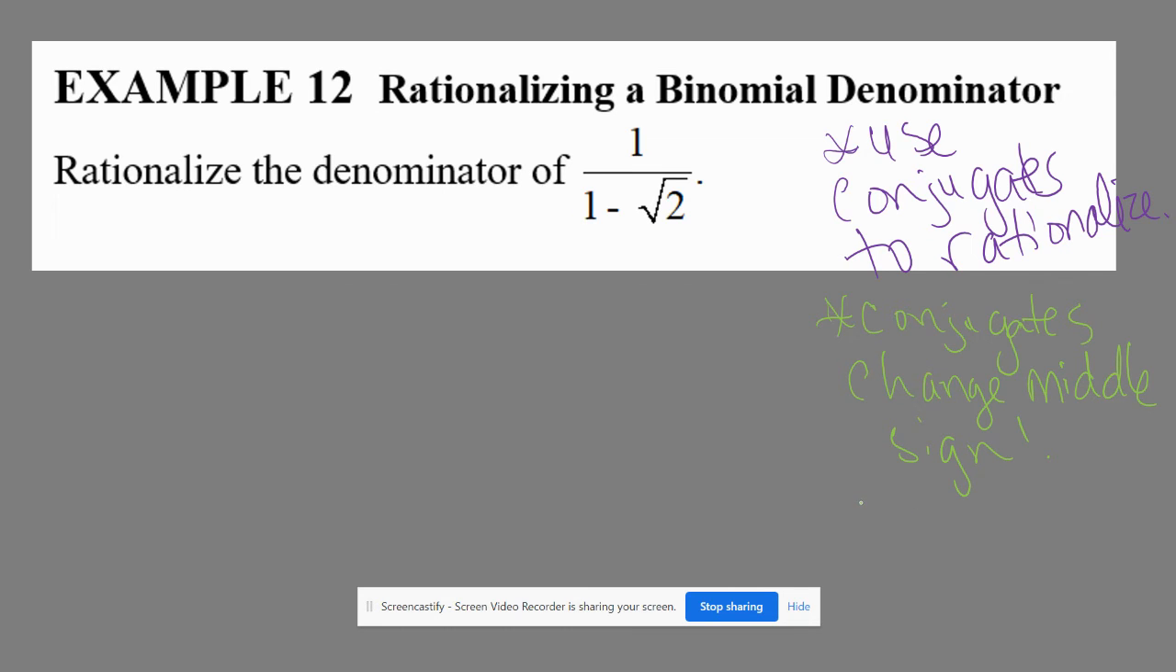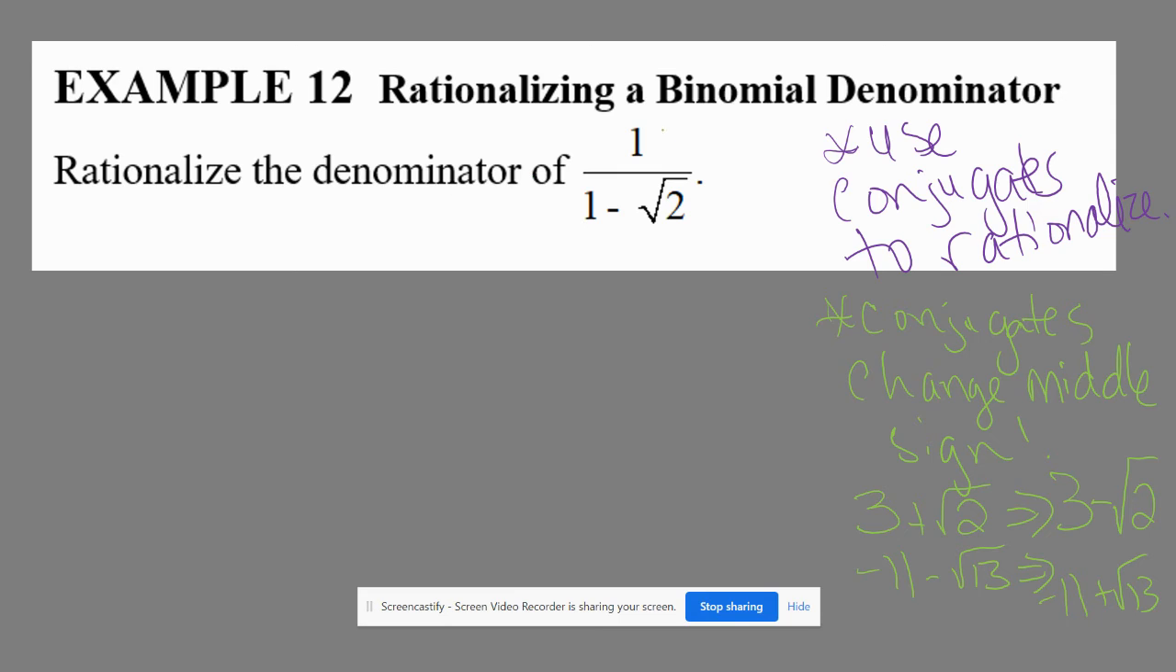So if we had 3 plus the square root of 2, the conjugate would be 3 minus the square root of 2. If we had negative 11 minus the square root of 13, the conjugate would be negative 11 plus the square root of 13. So the very first term, the first number, does not change signs. The only sign that changes is the sign in the middle.